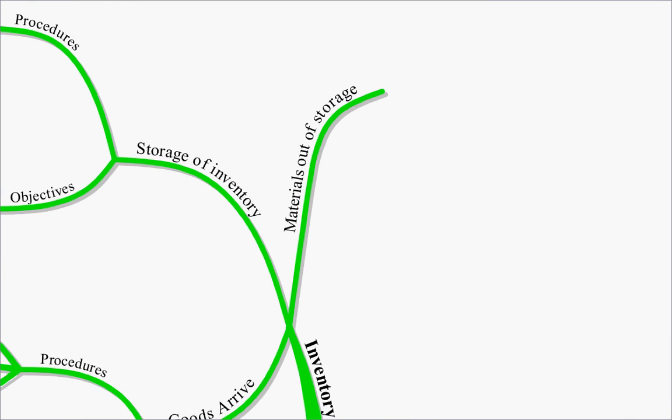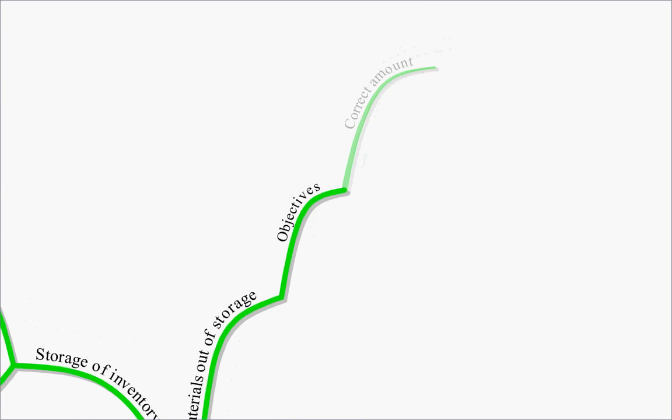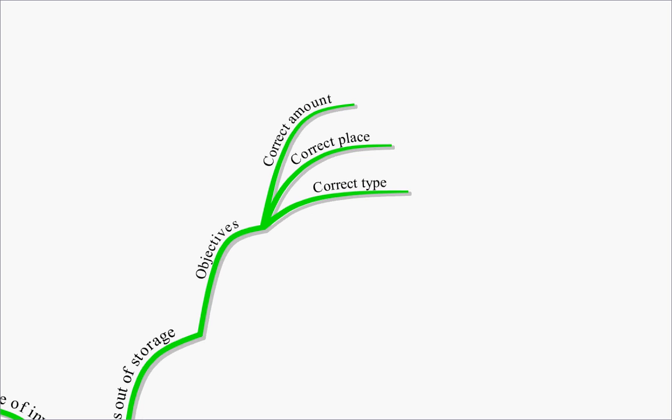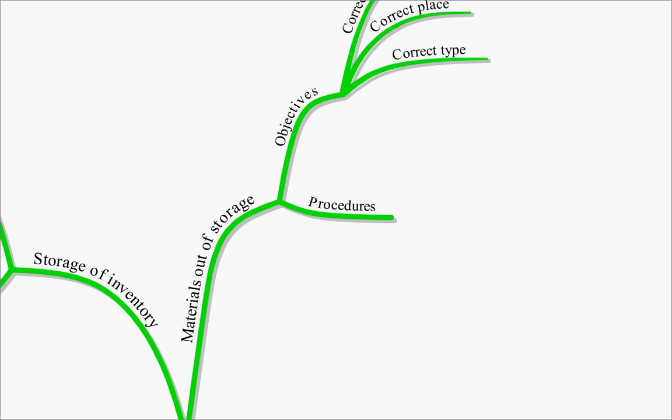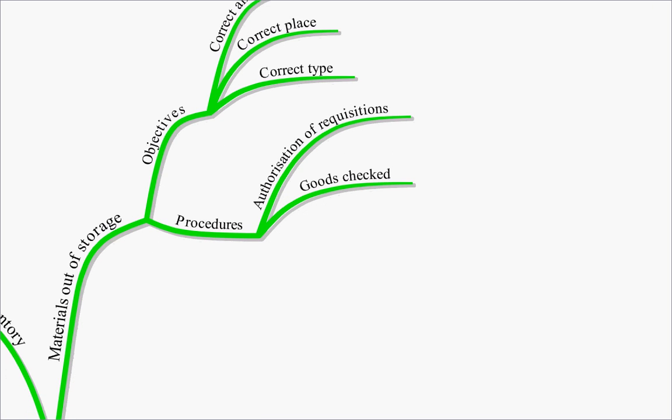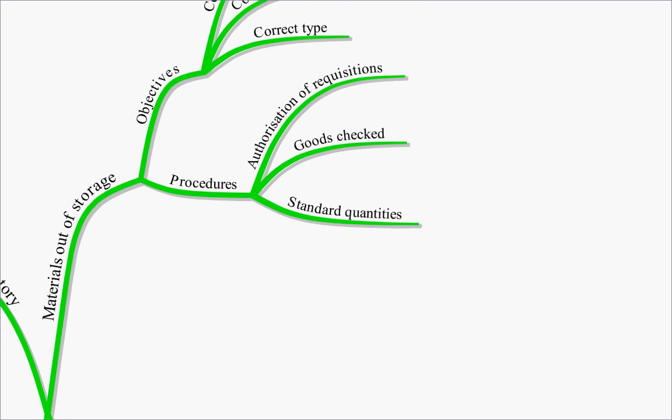Okay, so when you're sending materials out of storage, this is really raw materials out to be processed. The objectives are that you send the correct amount, you send it to the correct place, and it's the correct type of materials. Procedures to ensure this: ensure that the authorization of requisitions is in place, that the manager authorizes them, the goods should be checked before leaving, and there should be standard quantities.